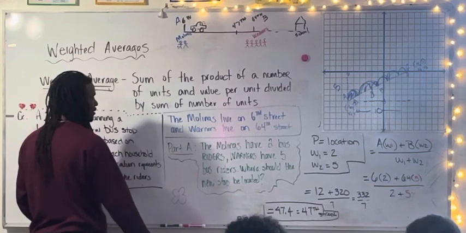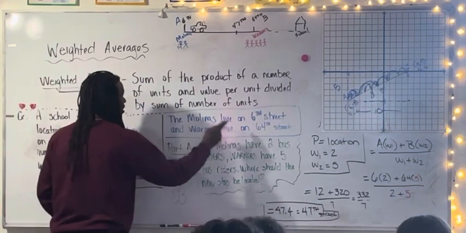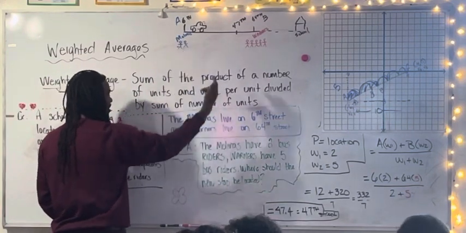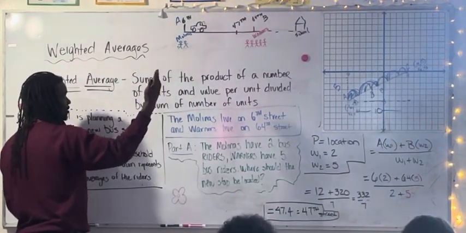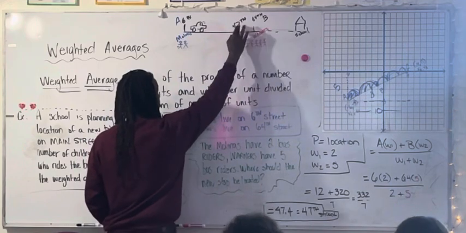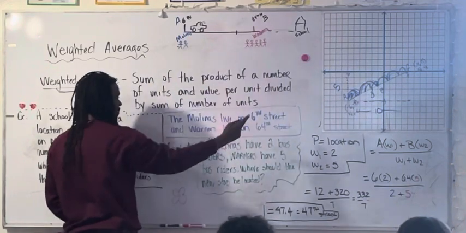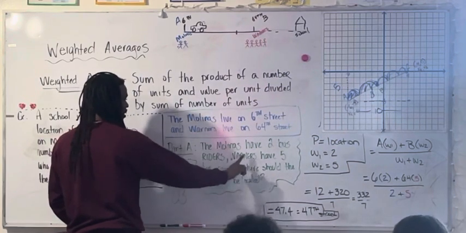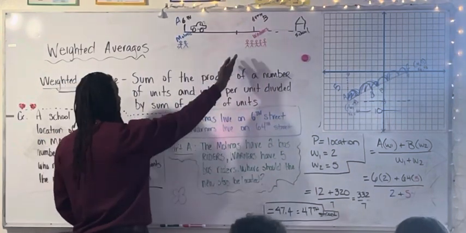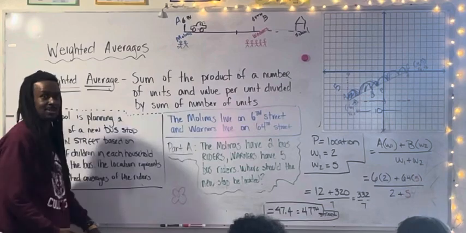Part A. The Molinas, at their stop, how many kids do they pick up? Two. You pick up 2 kids. Then you're driving. Don't worry about this yet, because this is what we're going to fill in. And then the next stop is on 64th Street, where you pick up the Warners. And how many kids is there? 5. So now the bus is packed.